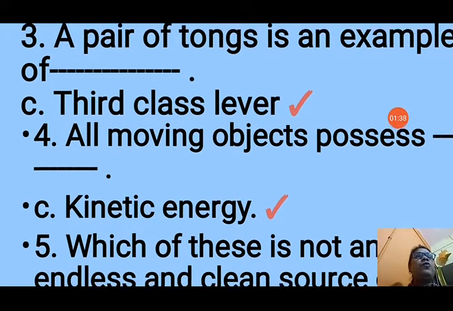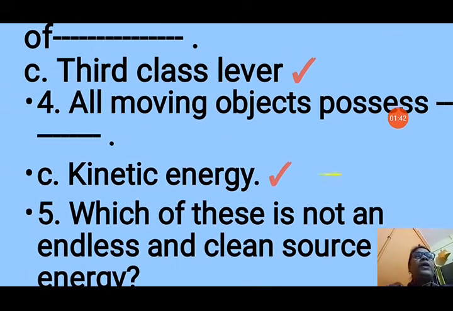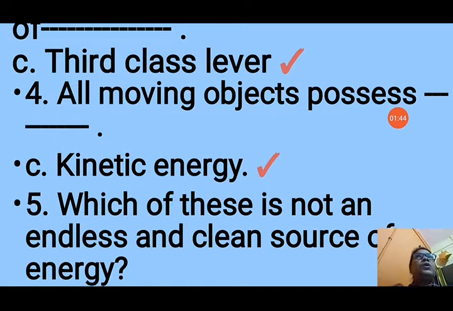Now question number 4, all moving objects possess dash. So we know that mechanical energy is of two types. One is potential and the other is kinetic. Potential energy is due to the position of an object and kinetic energy is due to the motion of an object. So option C, kinetic energy, is correct because all moving objects possess kinetic energy.